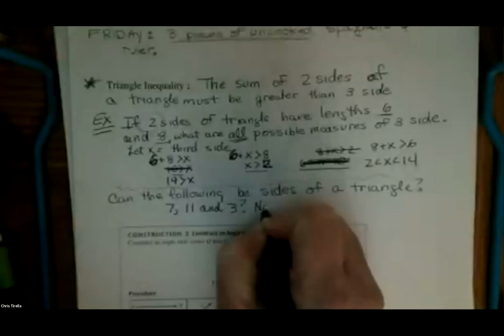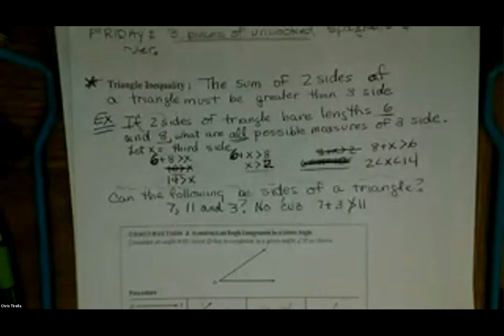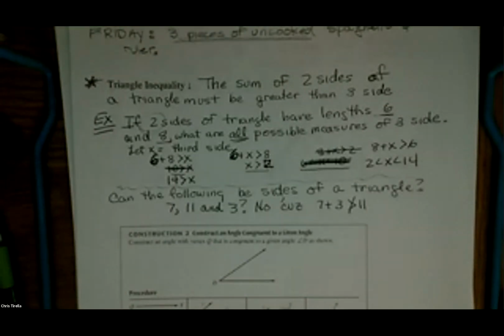No. Why not? Because 7 and 3 are not greater than 11. Beautiful explanation. Is everybody all right? The answer is no, because 7 plus 3 is not greater than 11. And the sum of any two sides has to be greater than that third side. And so that's that triangle inequality that we skipped over on Wednesday. Everybody okay with it?